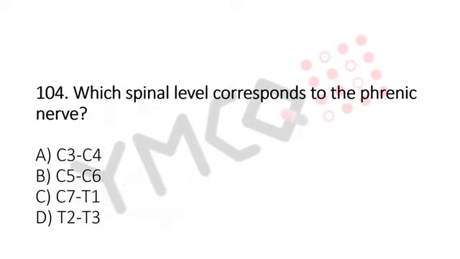Now let's move to question number 104. Which spinal level corresponds to the phrenic nerve? Option A, C3, C4. Option B, C5, C6. Option C, C7, C8. Option D, T2, T3. And the answer is option A, C3, C4.